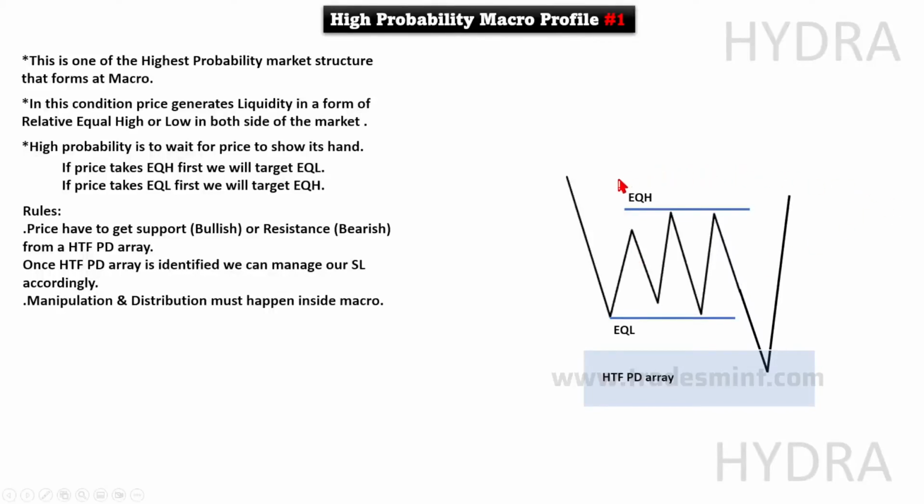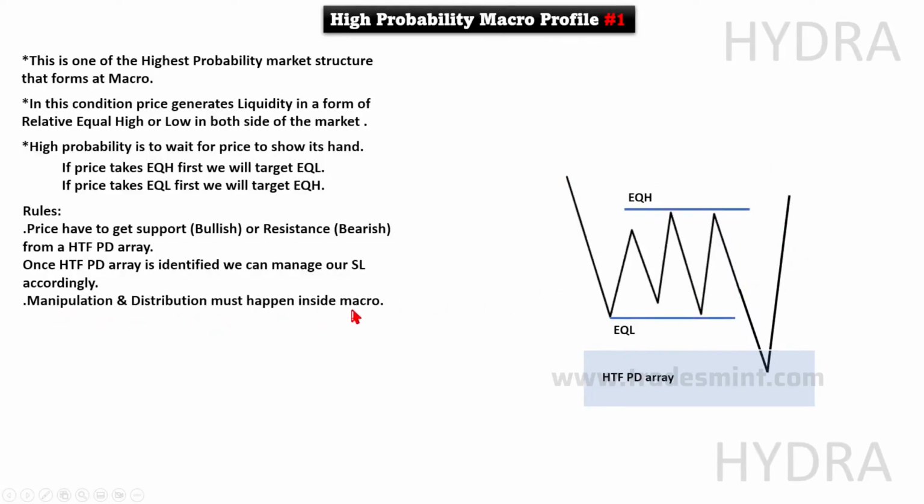So that means what? Once you identify this structure forming in 1 minute and 3 minute, you will go to the 5 minute chart and look for a higher time frame PD area where price is delivering liquidity first. If price is delivering liquidity towards relative equal low first, you will go to the 5 or 15 minute, then you will look for a discount PD area from where price can get support. If price is clearing out relative equal highs first, you will go to the 5 or 15 minute time frame, and then you will look for a higher time frame premium PD area, because we will be looking for shorts then, right?